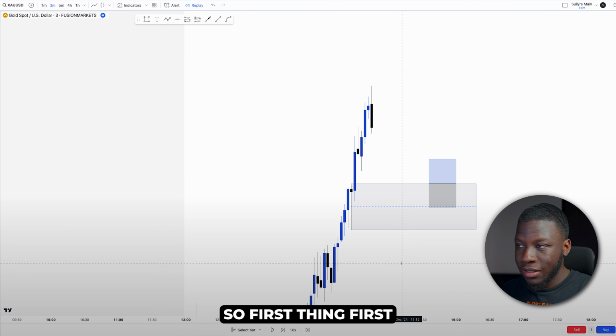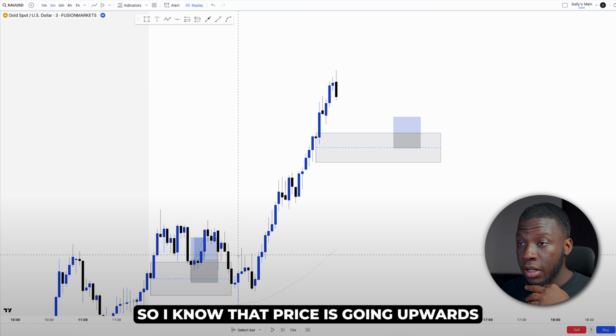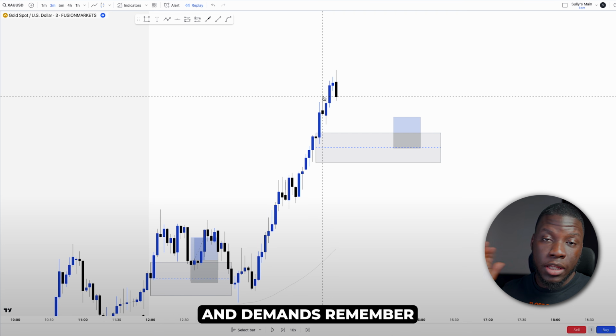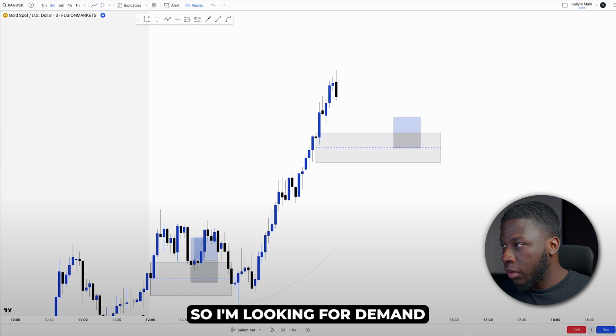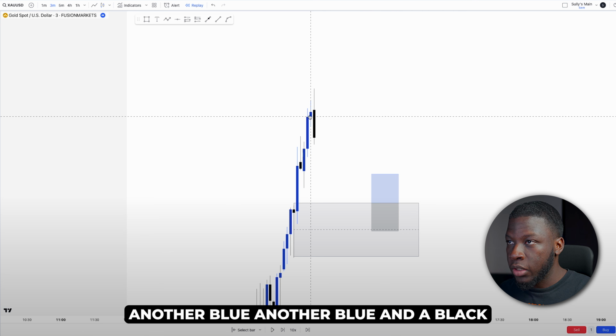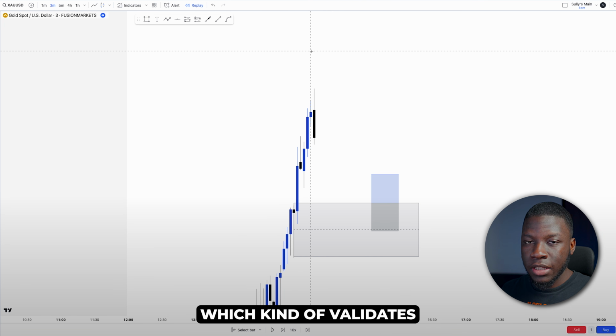So first thing first, to identify a demand, remember the first thing, market structure. So I know that price is going upwards, boom. So that means I'm looking for demands alone, and demand, remember, is price going up. So I'm looking for demands. In this case, what can I see? I can see that price forms a blue candle, a black, another blue, another blue, another blue, and a black. That's what I've seen. But overall, it's pushed up aggressively, which kind of validates what I'm looking for.